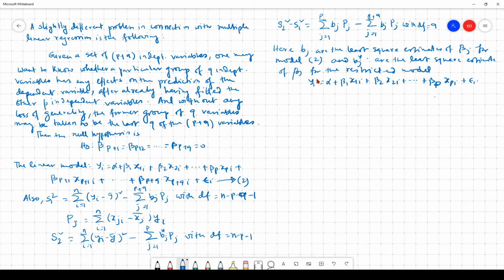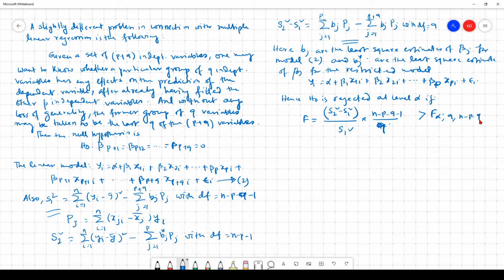Hence, H naught is rejected at level alpha if the statistic F, which is equal to S2 square minus S1 square divided by S1 square, times n minus p minus q minus 1 by q, is greater than F alpha with q and n minus p minus q minus 1 degrees of freedom.